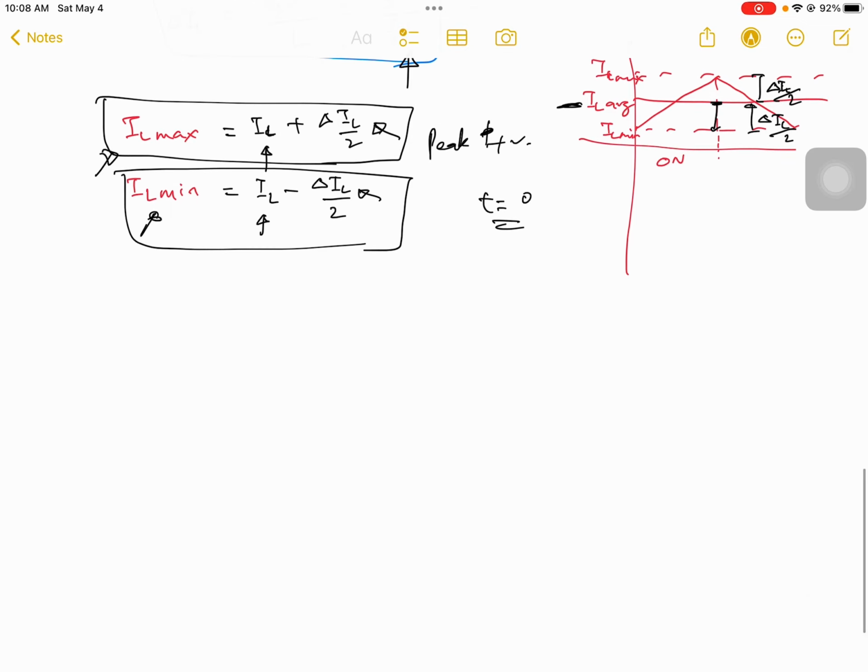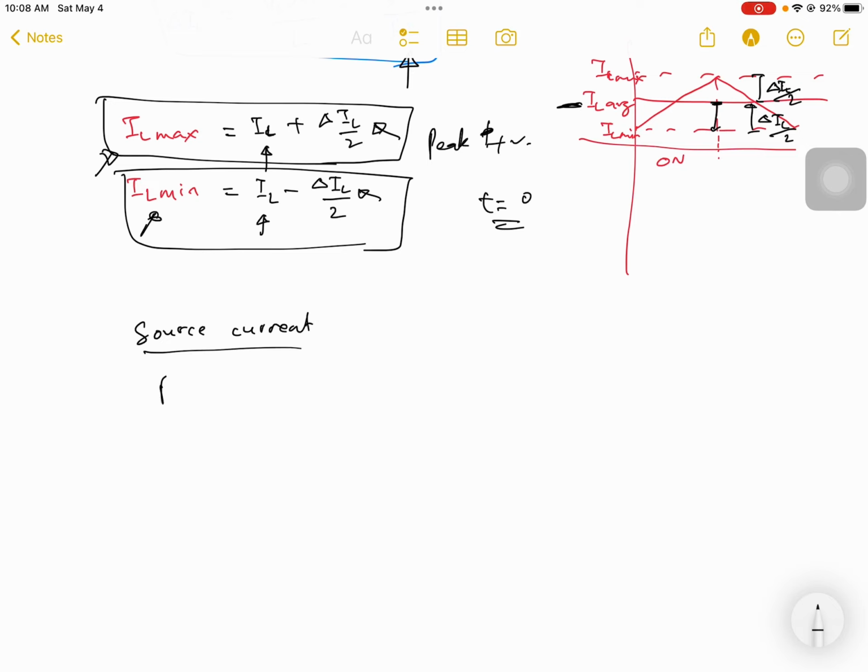Next, we have to calculate the source current. In order to calculate the source current, we are considering an ideal converter, or lossless converter, which means your source current.